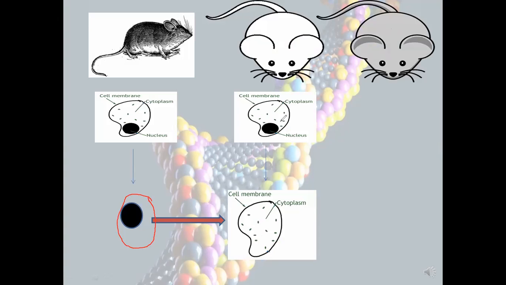So here, from the cell of the black mouse, we get the nucleus only. So we extract only the nucleus. This is the nucleus of the black mouse. We injected it into the cell from the white. This is called an anucleated cell. What is the meaning of an anucleated cell? It means a cell without a nucleus. So you have to pay attention here, please. This is an anucleated cell from the white mouse.